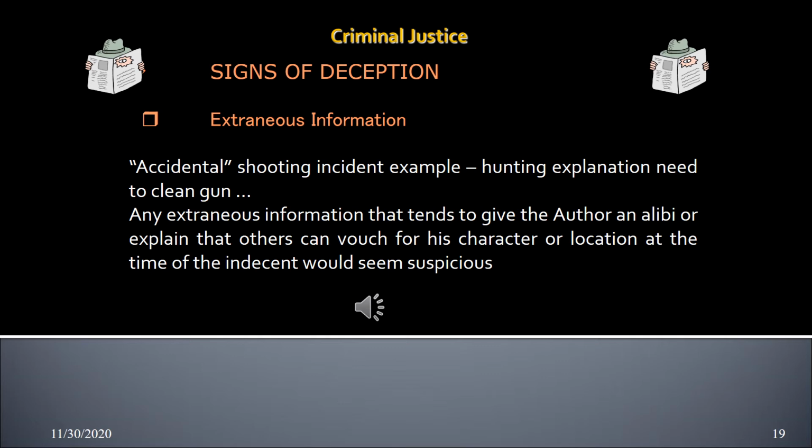Okay, so this is extraneous information. This is a term used to describe if a person is giving you all kinds of information that really has nothing to do with the basic circumstances of the situation you're investigating, then it may be because they're setting up an alibi, they're trying to justify their actions, they're trying to take attention away from the actual incident, all kinds of reasons that extraneous information can be given.